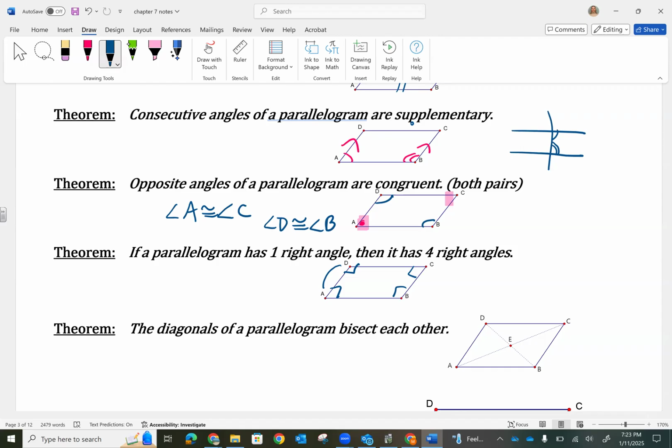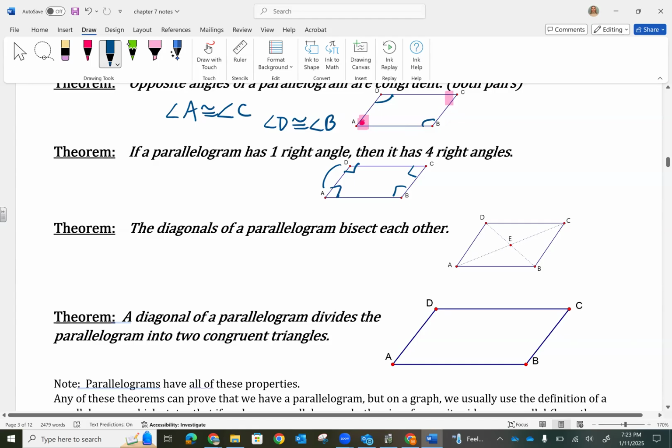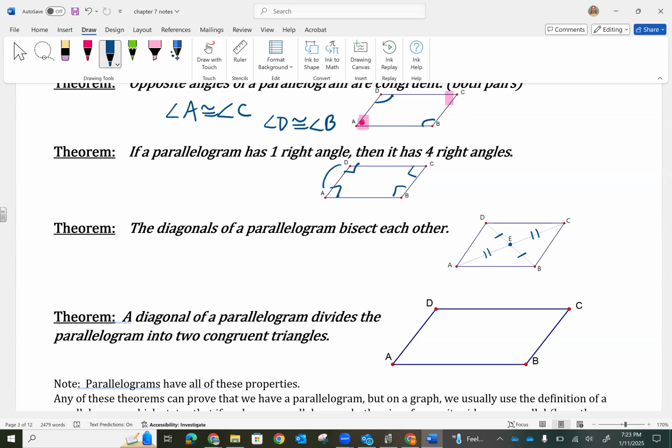And then the diagonals will bisect each other. Bisect means they cut each other in half. So when they meet in the middle, these two pieces of this shorter diagonal will be congruent to each other. And then there's going to be a longer diagonal on a parallelogram. Of that longer diagonal, the two halves will be congruent to each other. So you'll have a shorter diagonal and the two halves will be congruent to each other, and then a longer diagonal where those two sides will be congruent to each other.